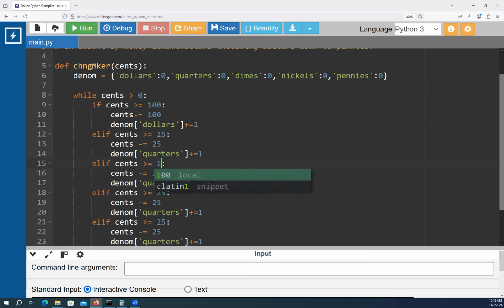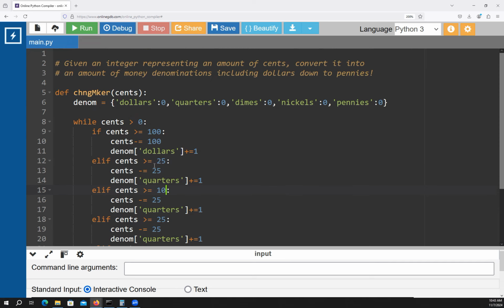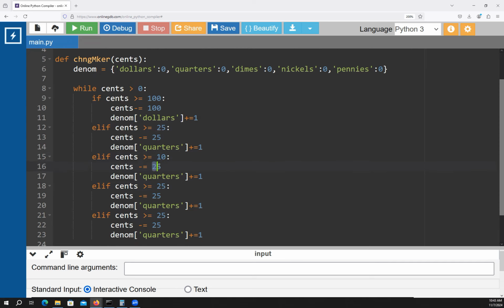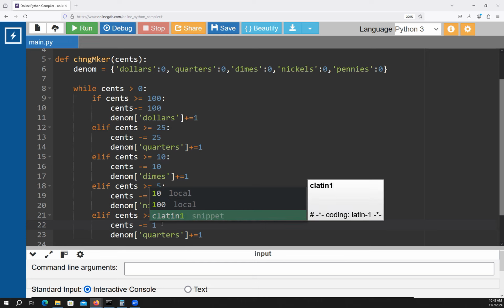I'm going to go quarters down to dimes. Down to nickels. Down to pennies. No 50-cent pieces in this one.